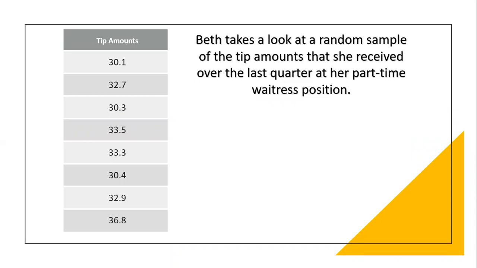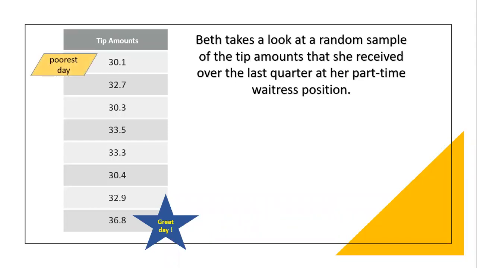To start off with, let's suppose that we have a waitress named Beth, and she has a list of her tip amounts that she's received each day over the last quarter, and she takes a simple random sample of those tip amounts. She takes a simple random sample of size 8, and you can see the results in the column on the left. Now, on some of those days, she had a great day, making $36.80, for example, on the last day in the sample.